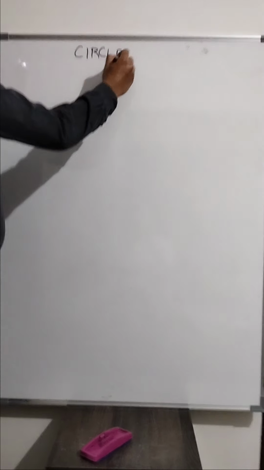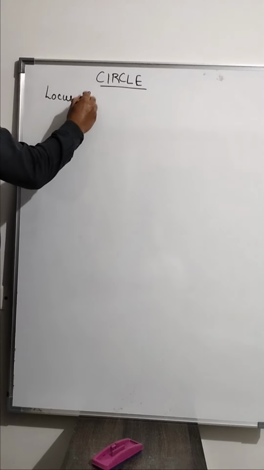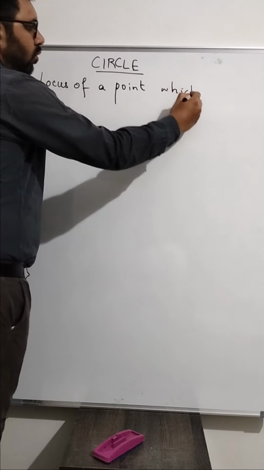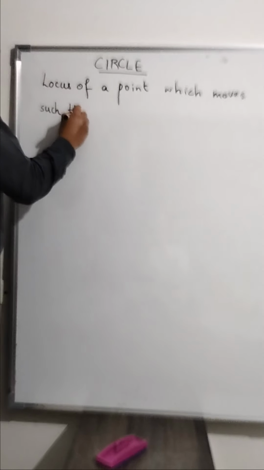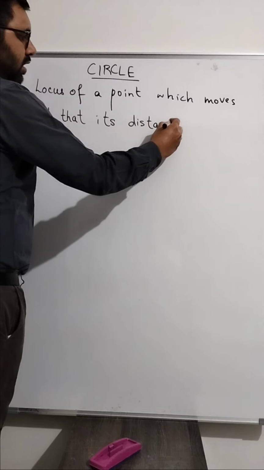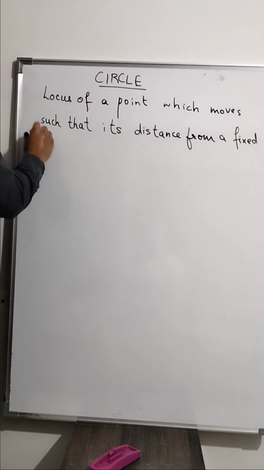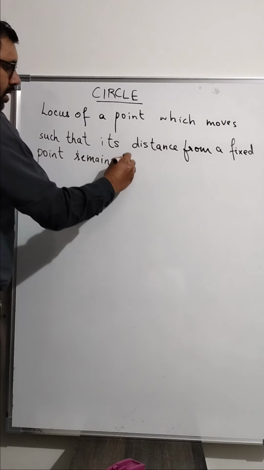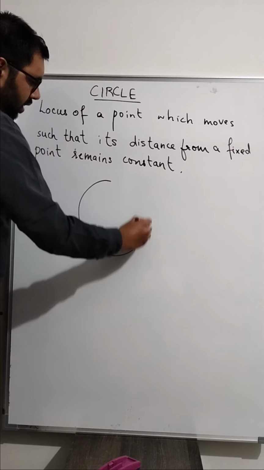Okay, so starting with the definition of circle, basically circle is defined as the locus of a point which moves such that its distance from a fixed point remains constant. Circle somewhat looks like this.